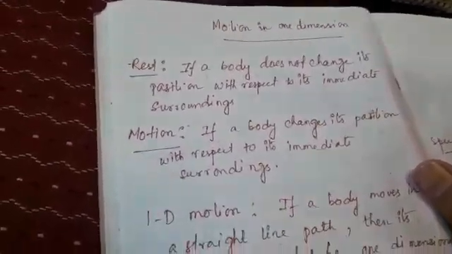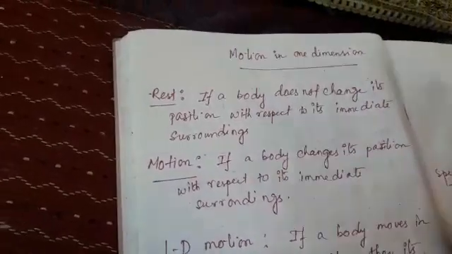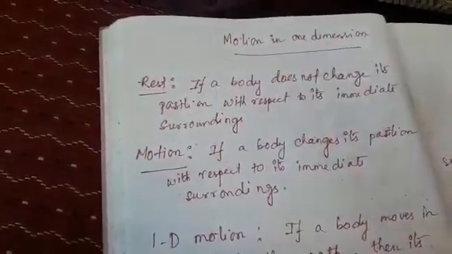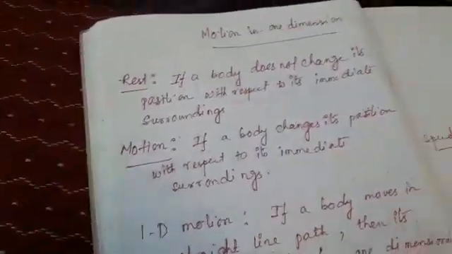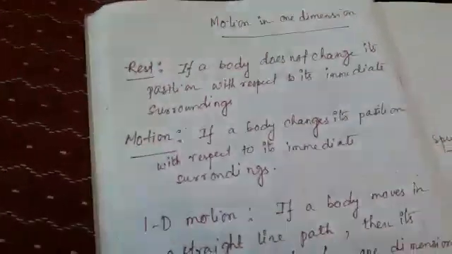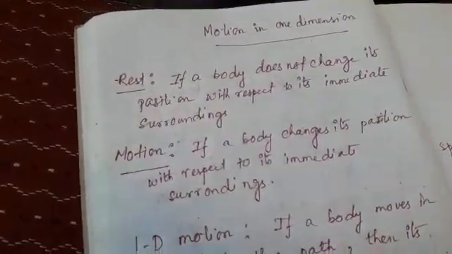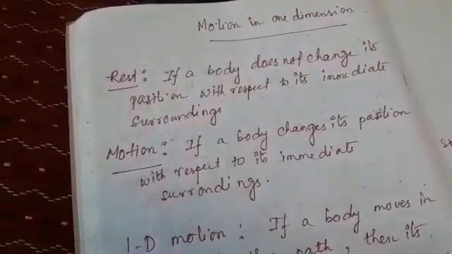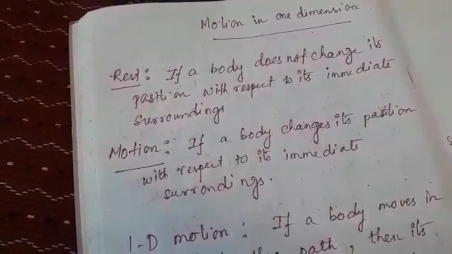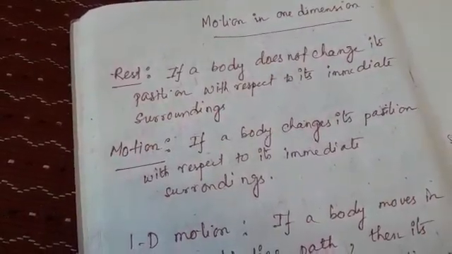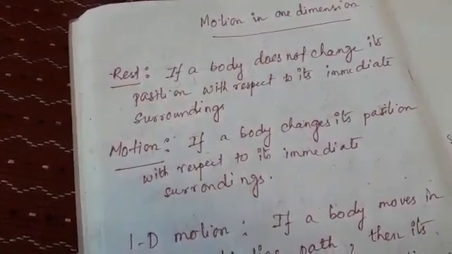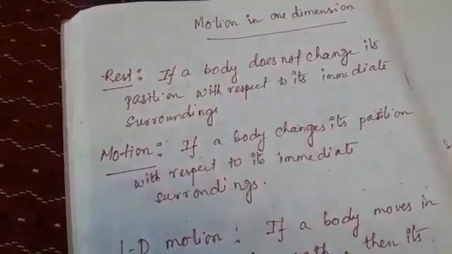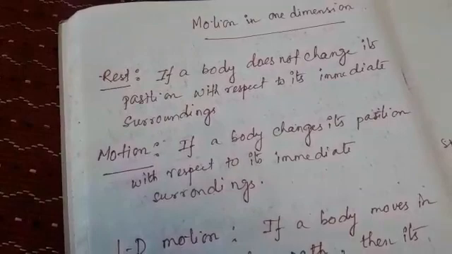Now see, if a body does not change its position with respect to its immediate surrounding, then the body is said to be in rest. Means the body is stationary and it is not changing its position with respect to something, that is its environment or surrounding. With respect to that, if it is not changing, then it is said to be in rest.